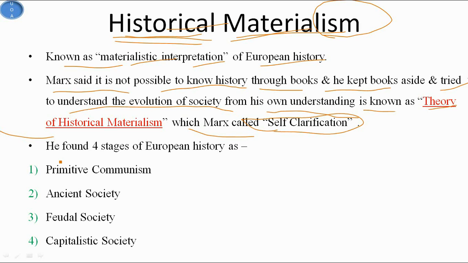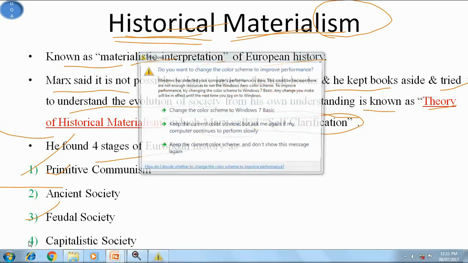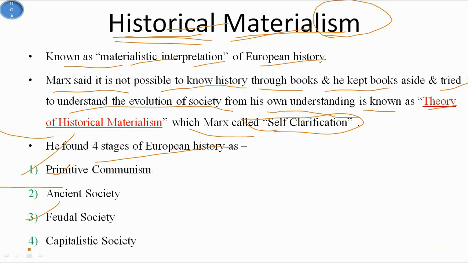Then when he started to understand European society from his own self-clarification perspective, he found four stages of European history. First is primitive communism, then ancient society, the third stage is feudal society, and the fourth one is capitalist society.